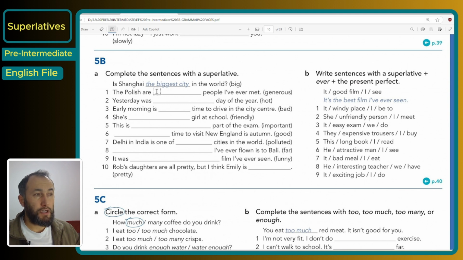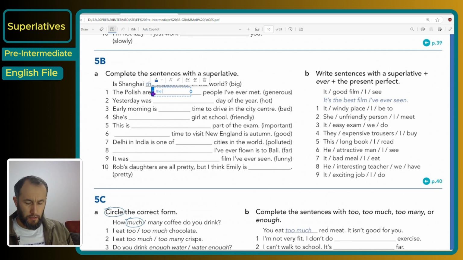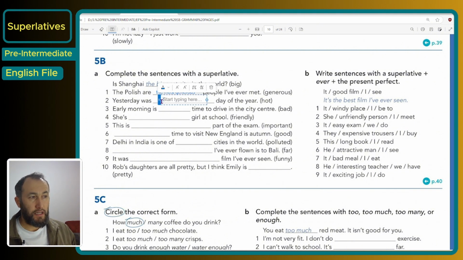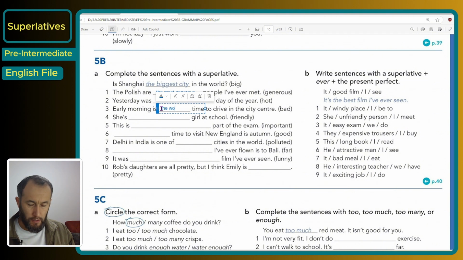So the Polish are the most generous people. The most generous people I've ever met. Yesterday was so hot. We always use the article with superlative, guys. Don't forget that. So the hottest, double T-E-S-T. Yesterday was the hottest day of the year. Early morning is the worst time to drive in the city center.